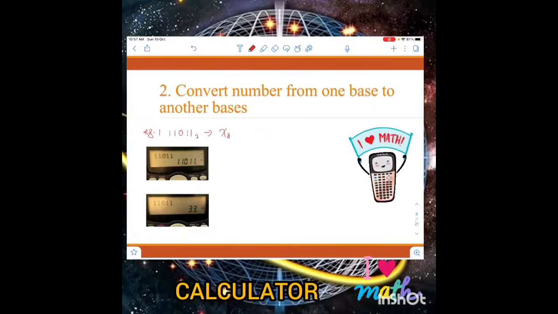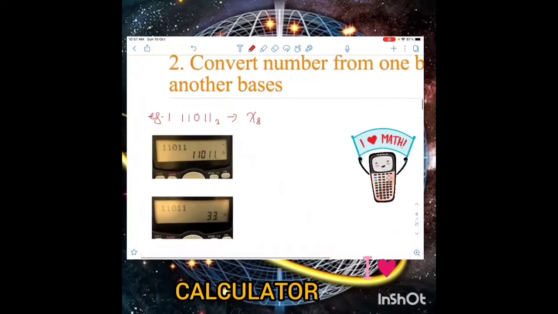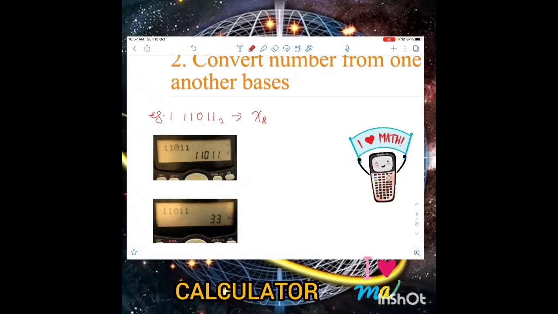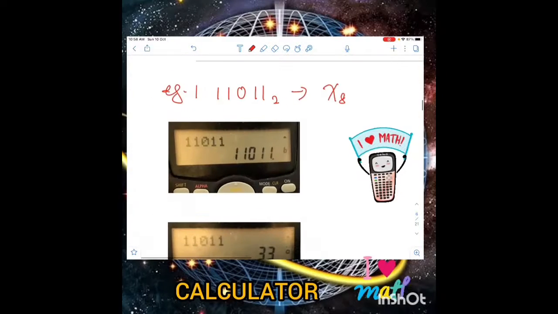First of all, we start with a number of base 2. As you can see on the screen, the example that I'm giving you is 11011 base 2. To change it to a number in base 8, first of all, we choose base 2, then we key in 11011 into the calculator, as you can see on the screen. After you press the equal sign, the calculator will register 11011 base 2.